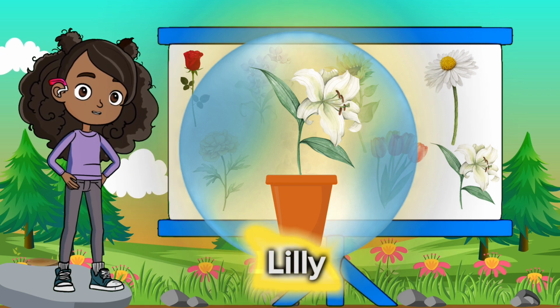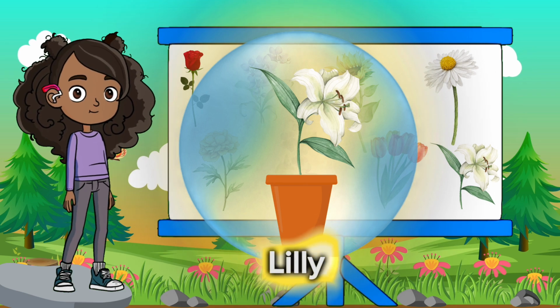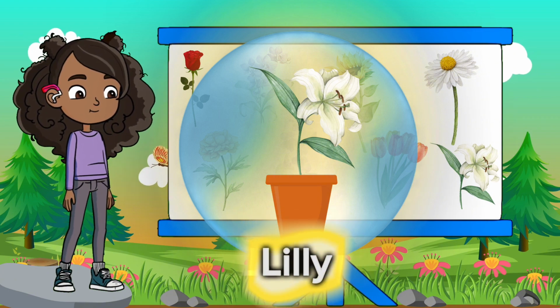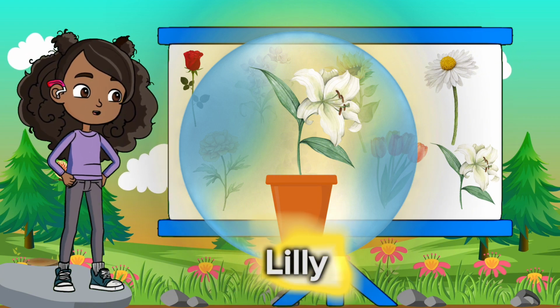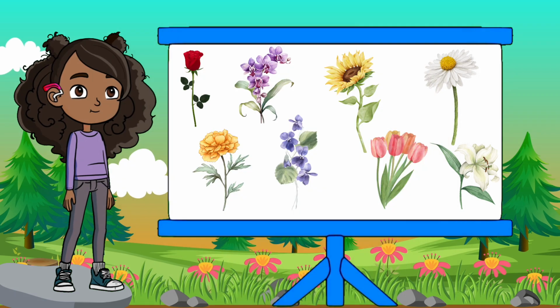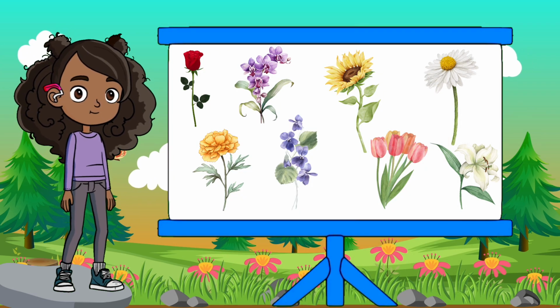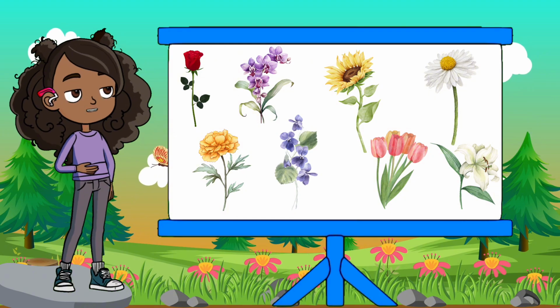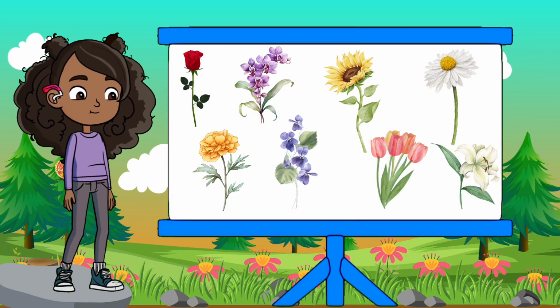L is for lily. L-I-L-Y. Lily. Look at this lovely lily. Great job, kids! Now you know the names of some beautiful flowers and how to spell them letter by letter.